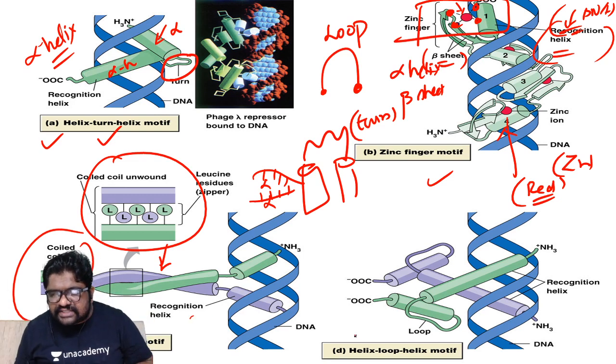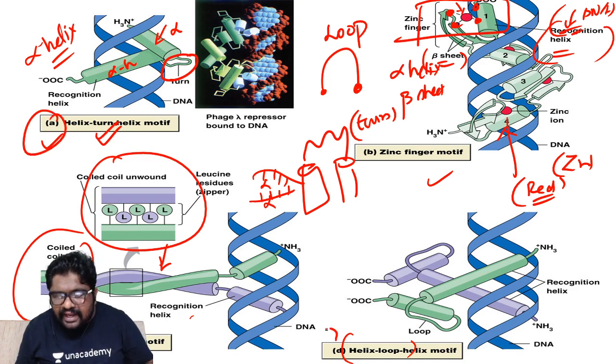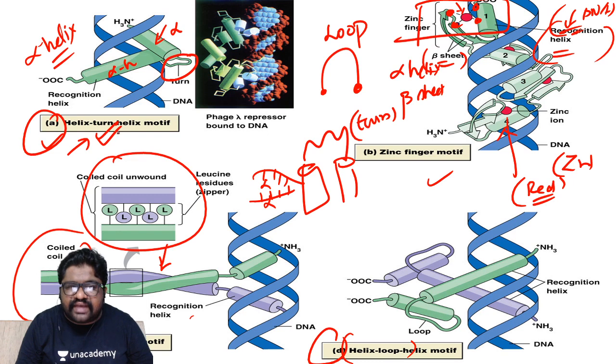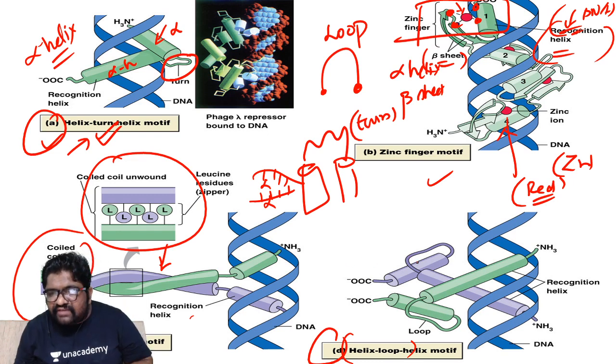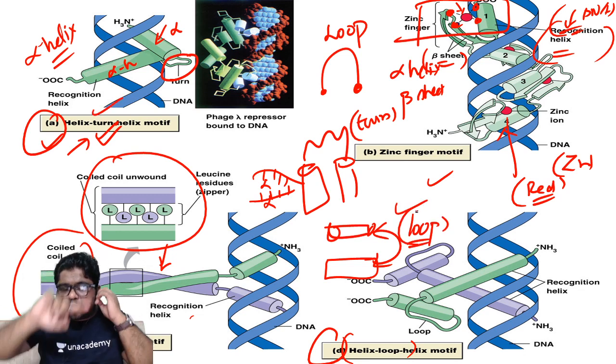Now this is called helix-loop-helix. Here it is helix-turn-helix. The difference between A and D is, in A you have helix-turn-helix. Here you have helix-loop-helix. After every single helix, you have a proper turn, and that turn can be seen as a proper loop. Here it is a mere turn, here is a proper loop with a 360 degree turning or a 180 degree turning.